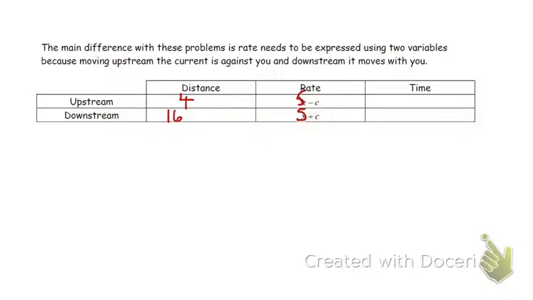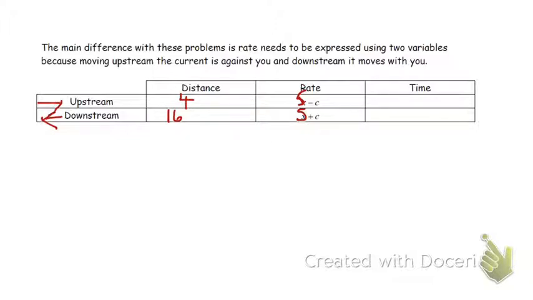Our rate. Okay, if he's going upstream, he's fighting the current. So that's his normal rate minus the current. He's going to fight the current, all right? And then going downstream, so going back the other way, it's going to help him. So it's going to be his normal rate plus the current.